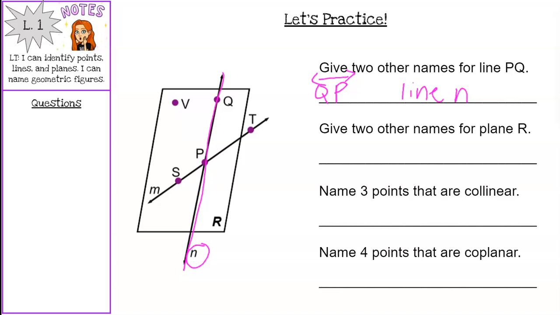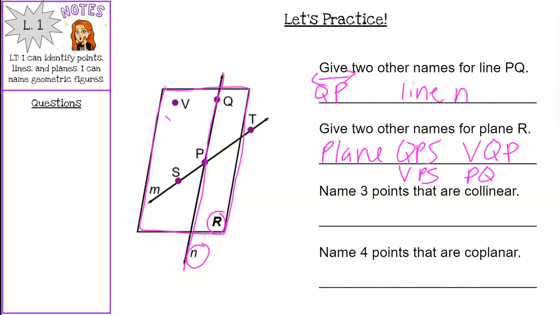Give 2 other names for plane R. So we have that R in the corner. We're talking about this plane right here. We can name planes by 3 points. So we could name it plane QPS. We can name it plane VPS. Lots of different combinations. VQP, PQS, just in different orders. So lots of different ways to name that. We just could not use point T because T is not in the plane.